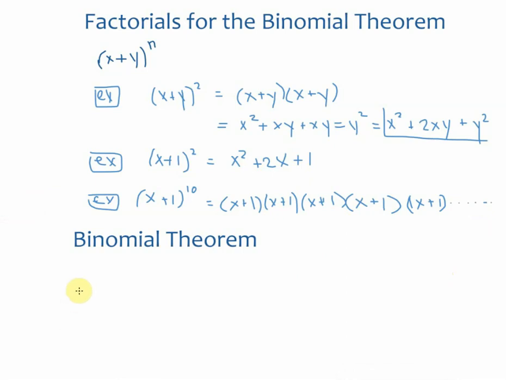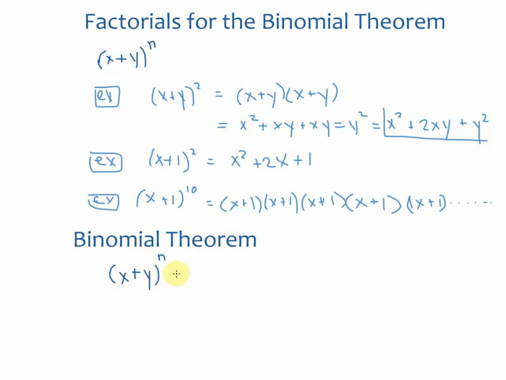Okay, so the binomial theorem tells us that if you have a binomial, and we're going to call it just generically x plus y, x would be whatever's in that first position, and y is whatever's in this position. And remember, it has a plus sign between it. So if you have something like 4x minus 3, you need to make sure that your y value is negative 3.